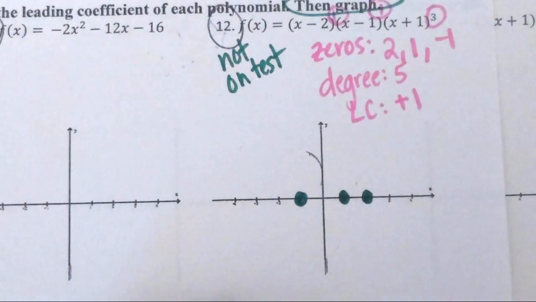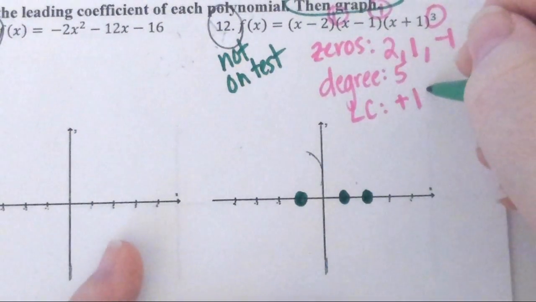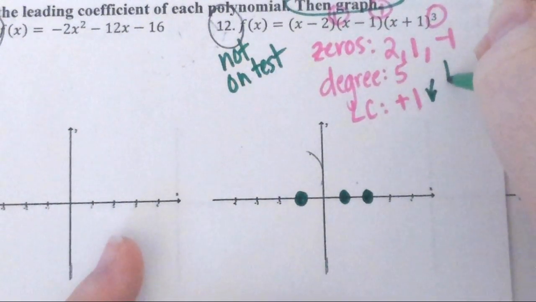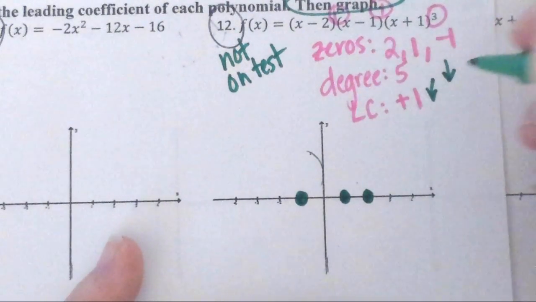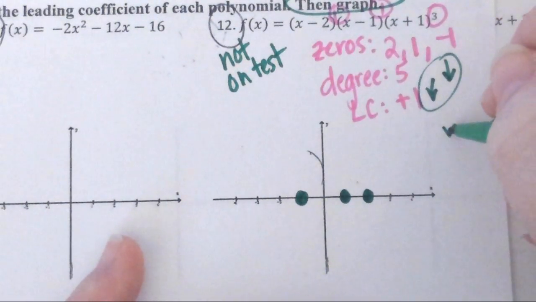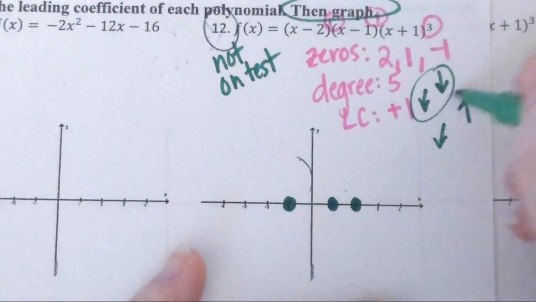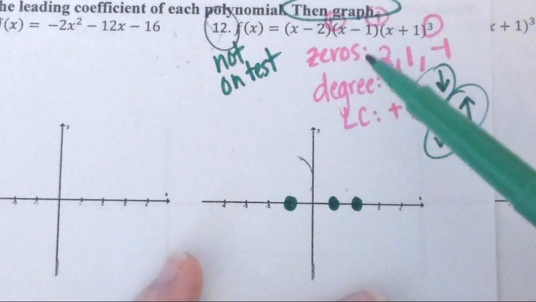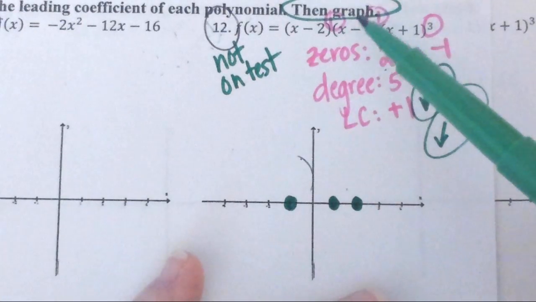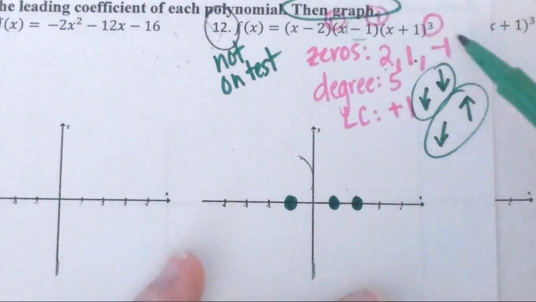Because my degree is 5, should I have end behavior that goes opposite directions or end behavior that goes the same direction? Are they both going down, or is one going down, one going up? One's going down, the other's going up. Yes. 2, the opposite of negative 2 is positive 2, the opposite of negative 1 is positive 1, the opposite of positive 1 is negative 1.